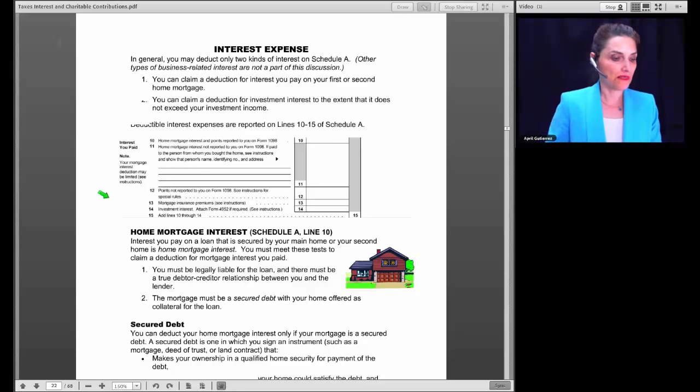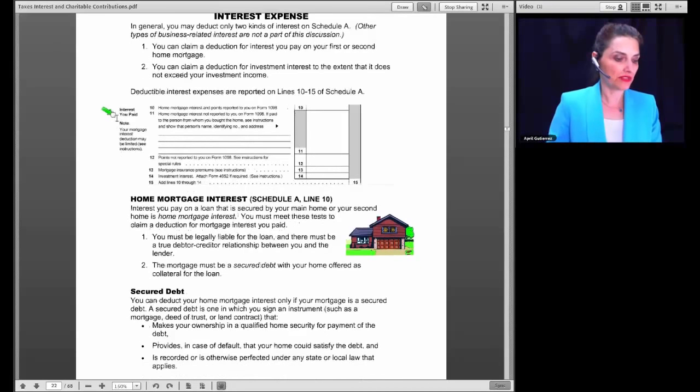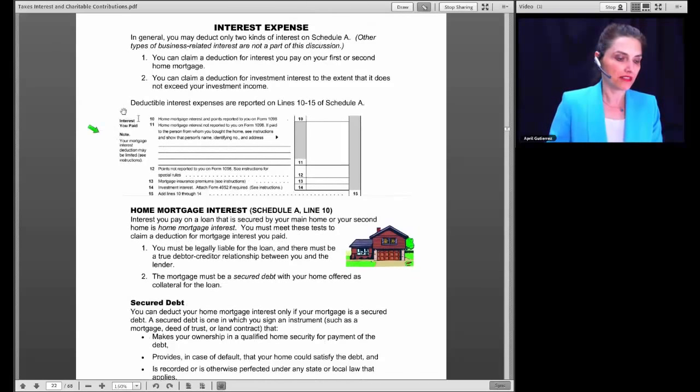So we're going to start on this line of the 1040 now. And of course, interest expense is deducted on lines 10, 11, 12, 13, and 14 of Schedule A. We're going to be taking each of these lines in turn. And we're going to begin with line 10 in just a minute.